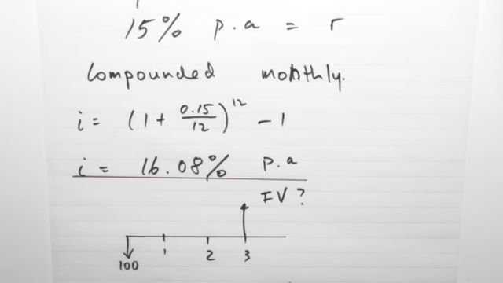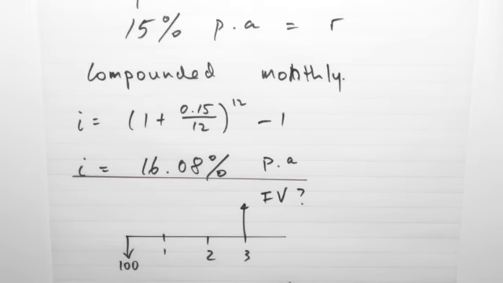Let's assume we have $100 now and we want to work out the future value of this $100 3 years from now. I want to do this question two ways: firstly, using the nominal interest rate, and secondly, using the effective interest rate. You should see why we use effective interest rate after this example.